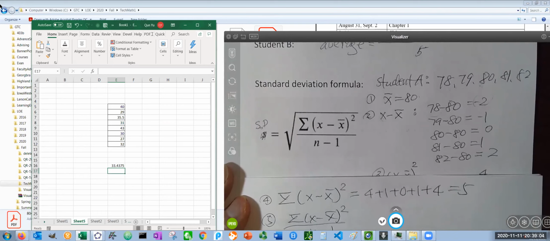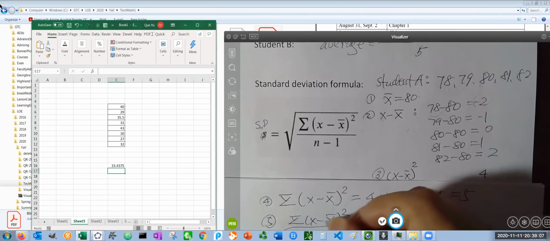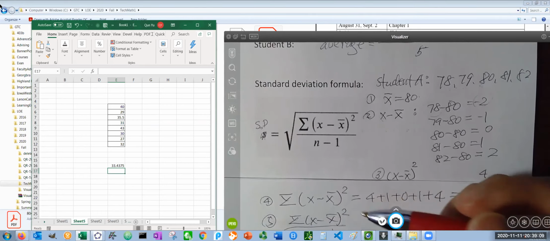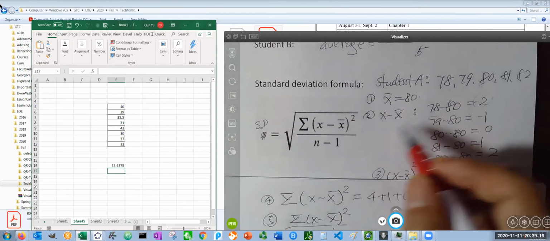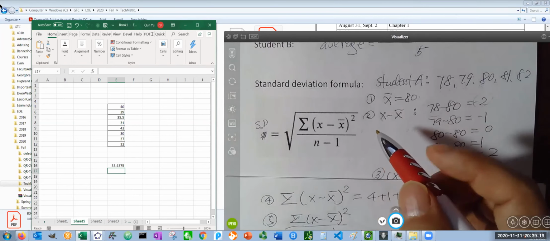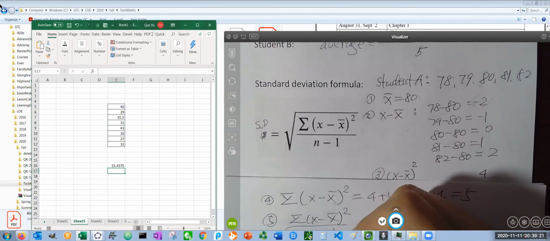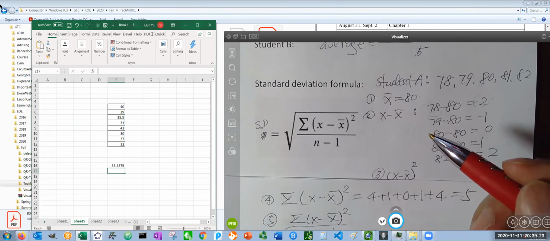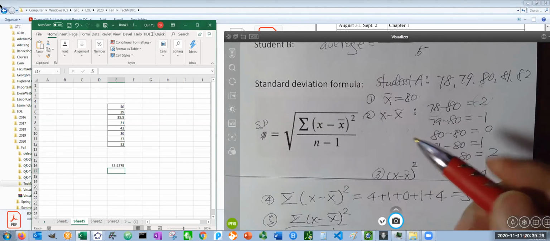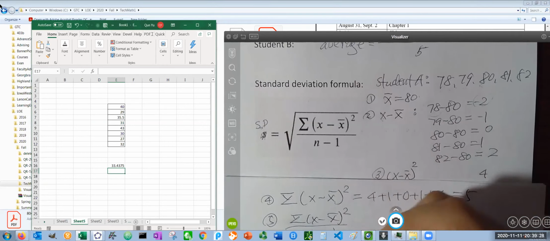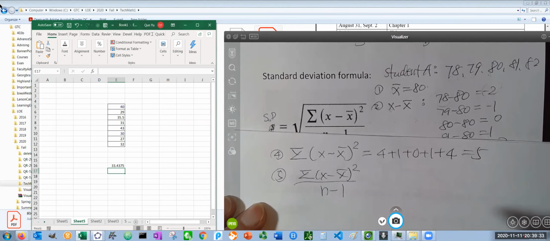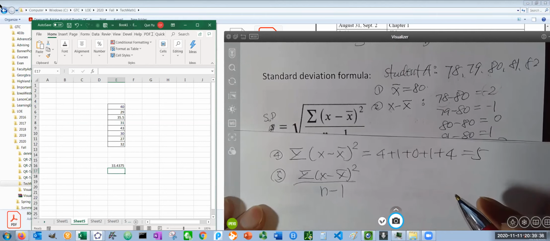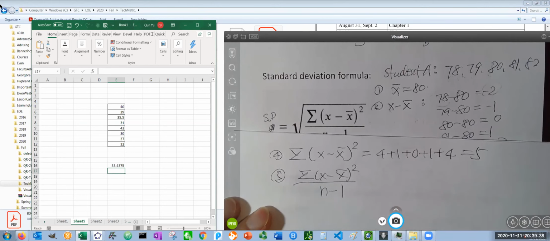But why minus 1 then? Whenever you have a sample of data to do all of this statistics calculation, you divide by n minus 1. If you use the data set for the whole population, then you use n instead of n minus 1. And in this course, you only deal with sample data sets. You don't deal with population. That means you always divide by n minus 1.